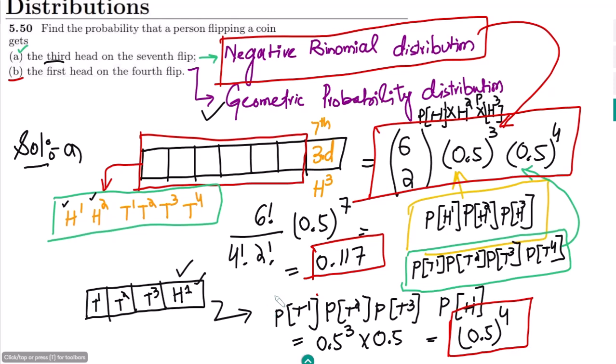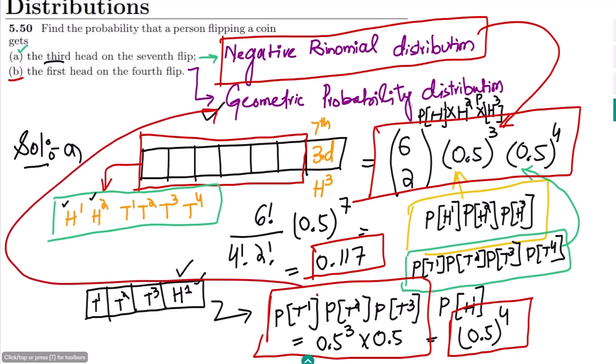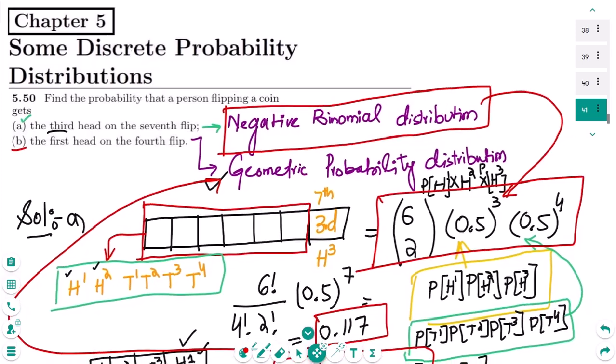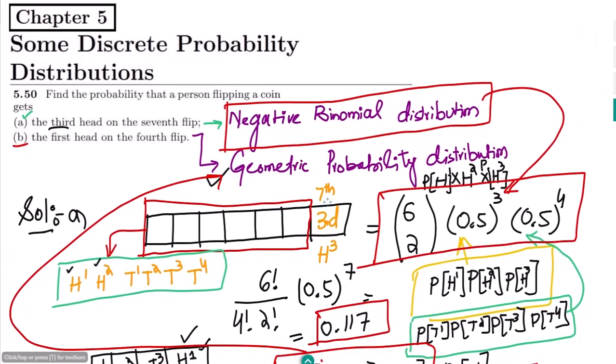In this question we have discussed the geometric probability distribution, the goal being to discuss the difference between the negative binomial and geometric probability distributions. The negative binomial distribution we get when we have a certain number of successes and want to identify that this number of successes has occurred at some trial, while in the geometric distribution we do the trials until we get the success or the required outcome.